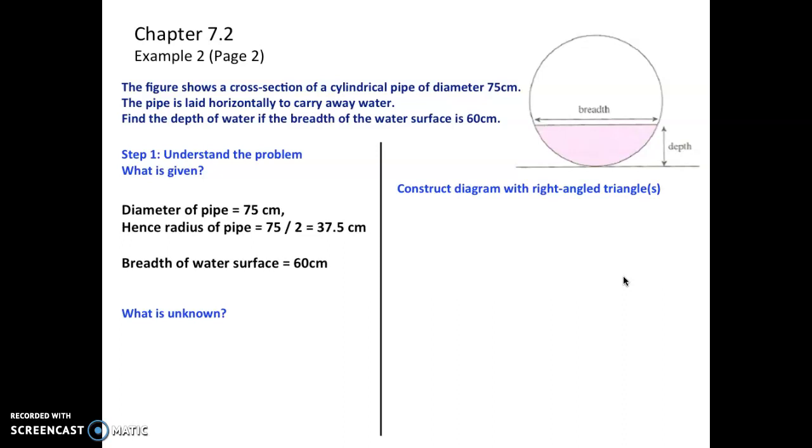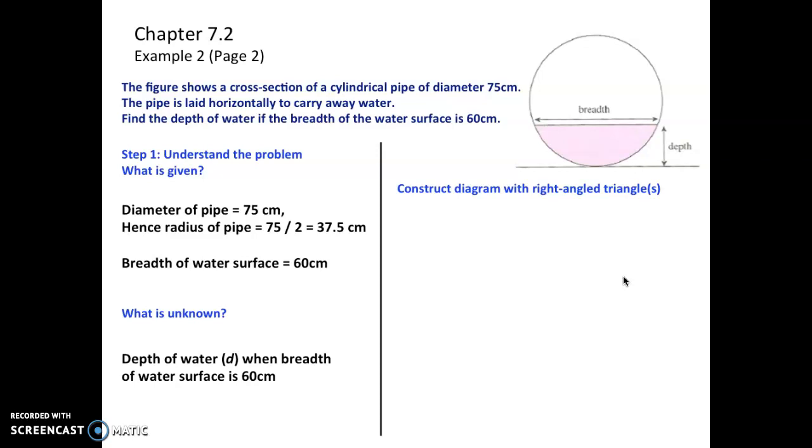So let's look at what we are given. We know that the diameter of the pipe is 75 cm. Since we have the diameter, we can directly find the radius, which is 75 divided by 2, giving us 37.5 cm. The question also tells us that the breadth of the water surface is 60 cm. What is unknown? We are expected to find the depth of the water, so we are going to denote this unknown as d when the breadth of the water surface is 60 cm.